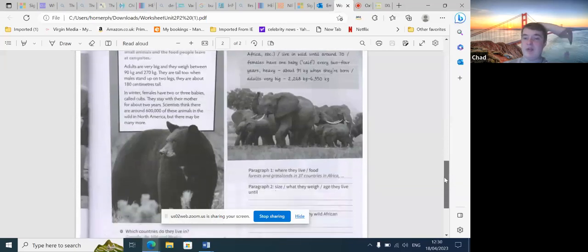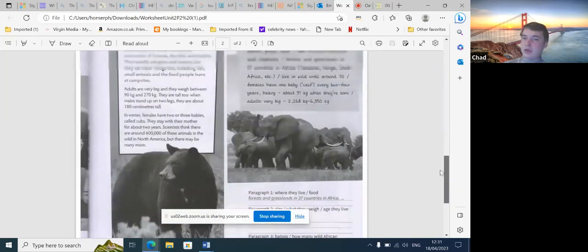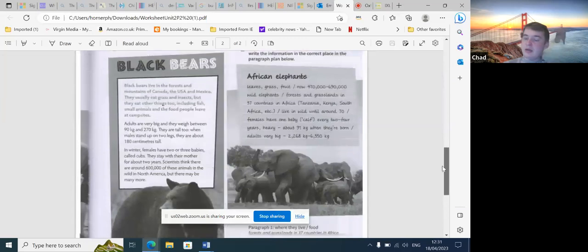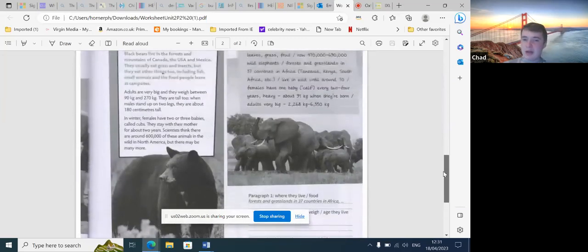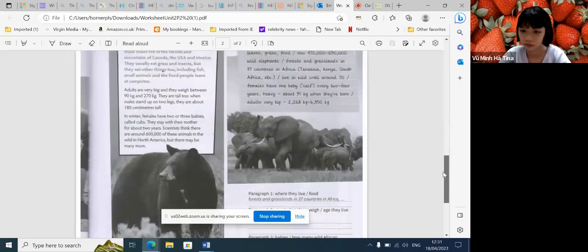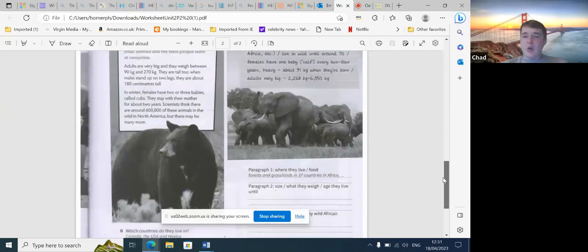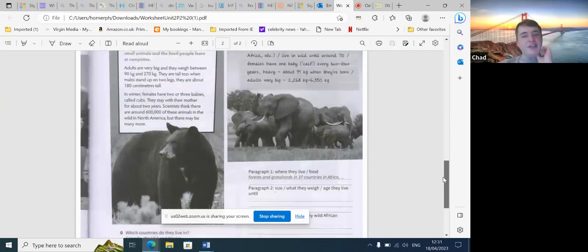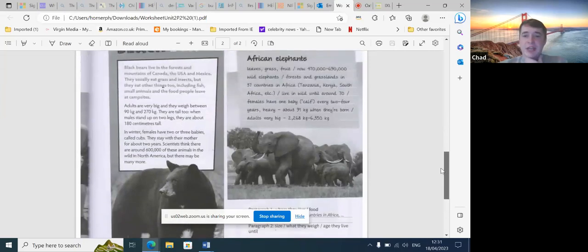Oh, indeed. Right, paragraph 1, where they live, food, so forests and grasslands in 37 countries in Africa. Okay, so paragraph 2, size, what they weigh, and the age they live until. So pick the notes that go in the second paragraph. Okay, Tina. So where do we find out about the size, what they weigh, and the age they live until? Where does it say about size?